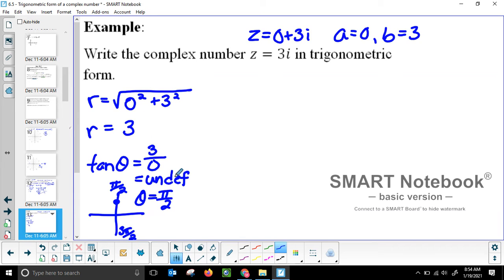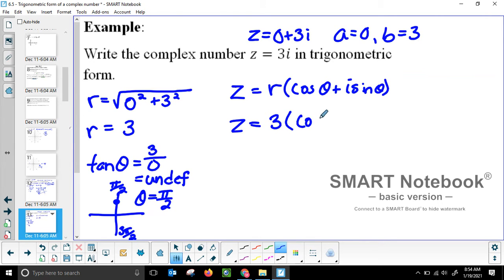Now I have my r, I have my theta. We know that the trigonometric form is z equals r times cosine theta plus i sine theta. So you can write that: z is equal to my r is 3, and my theta is pi over 2. Done.